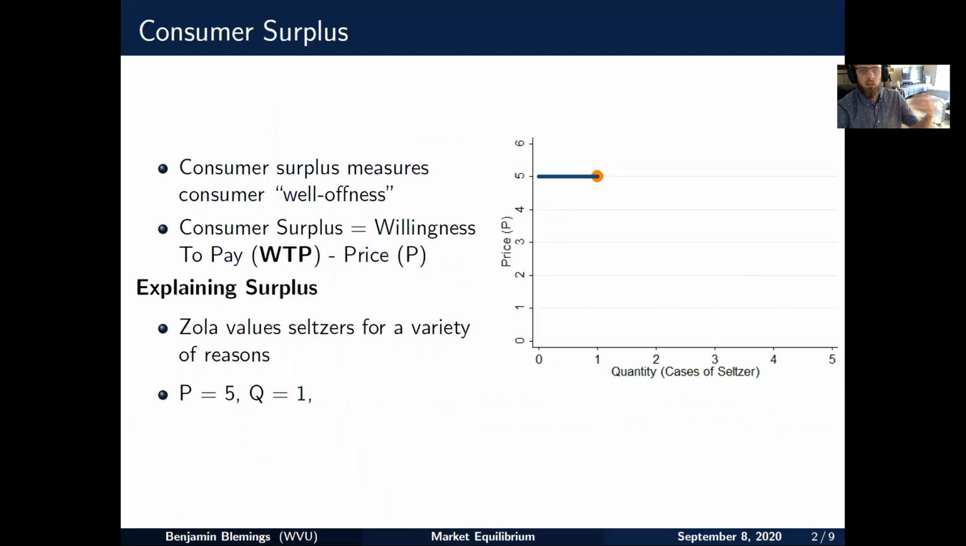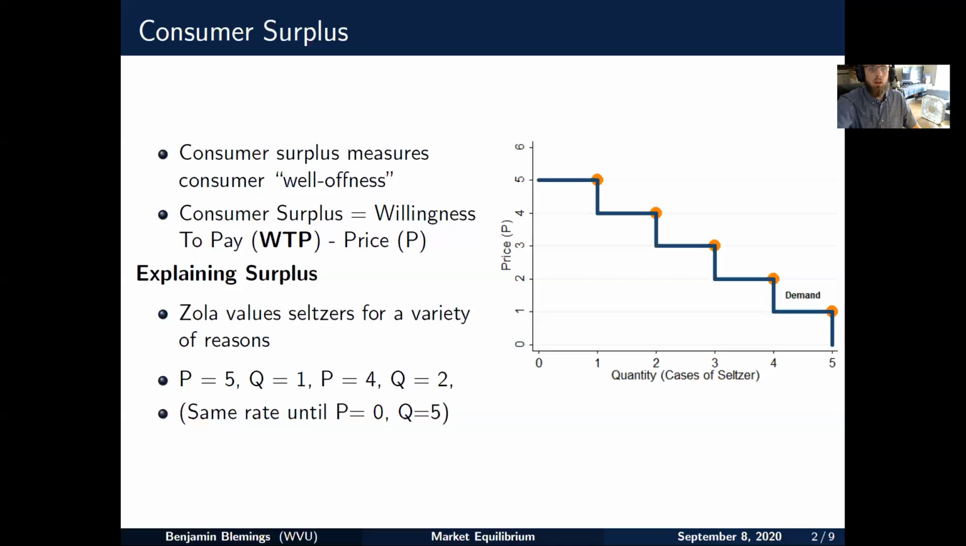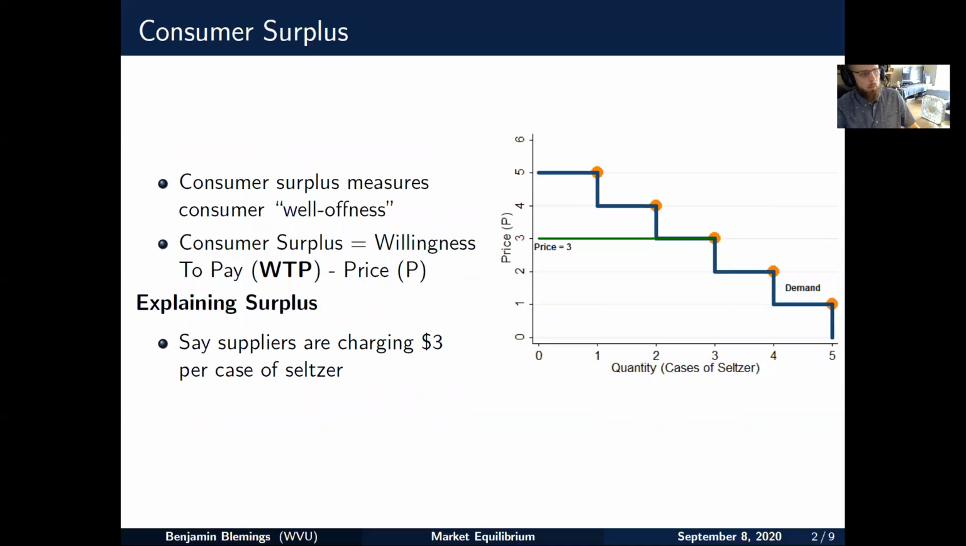So let's say that at price equals 5, Zola demands 1 case of seltzer. And then at a price of 4, Zola demands 2 cases of seltzer. And with each $1 drop in the price, an additional seltzer is demanded, so that her demand curve looks like this for seltzer. And so we're going to say hypothetically that the price of seltzers in this example is $3.